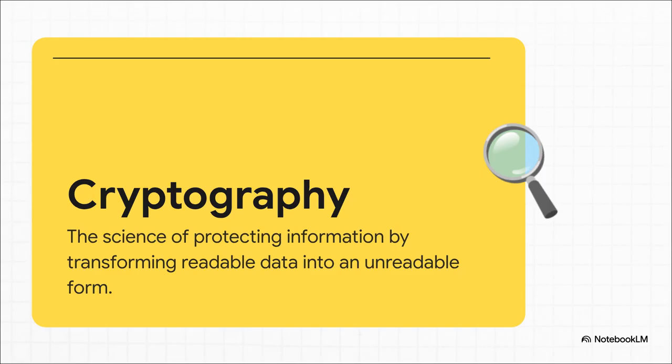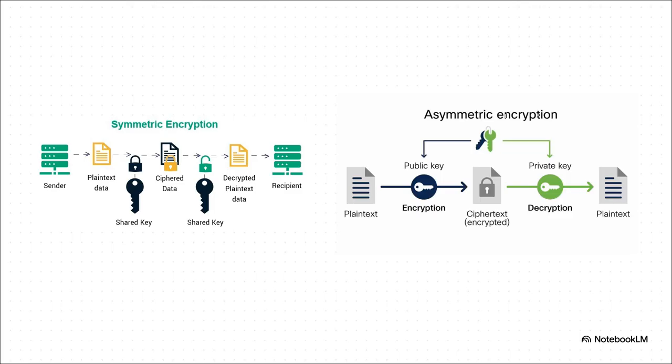Think secret messages, but instead of a decoder ring, we're using incredibly complex math to scramble information so that only the person it's meant for can ever unscramble it. There are basically two flavors of this. On the one hand, you've got symmetric encryption. Super simple. You use one key to lock a box, and you get a copy of that same exact key to your friend so they can unlock it.